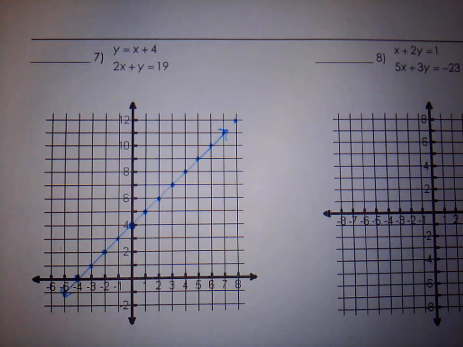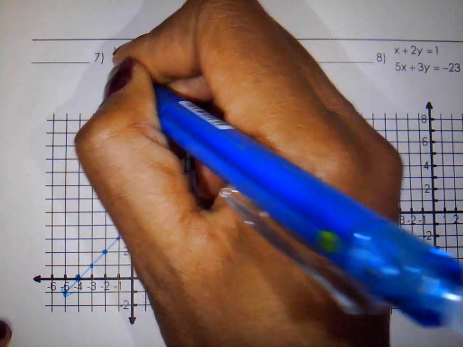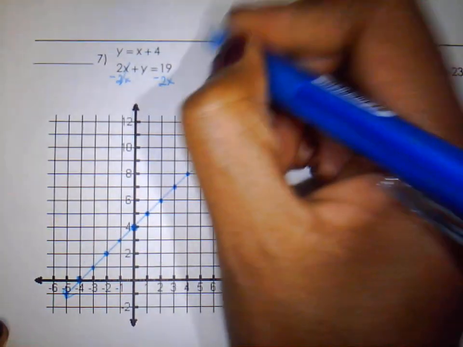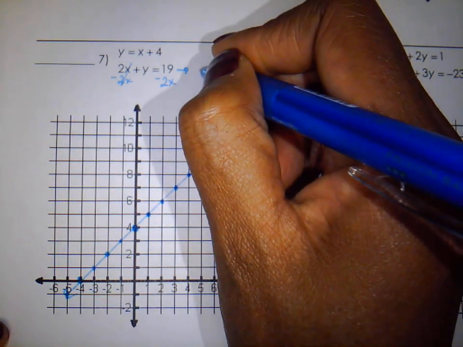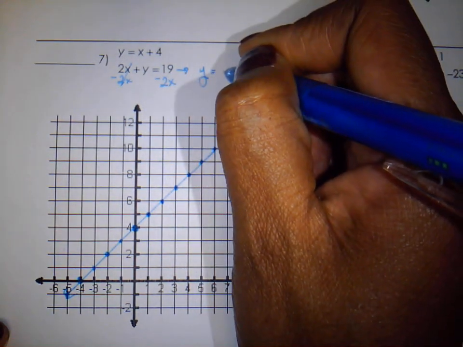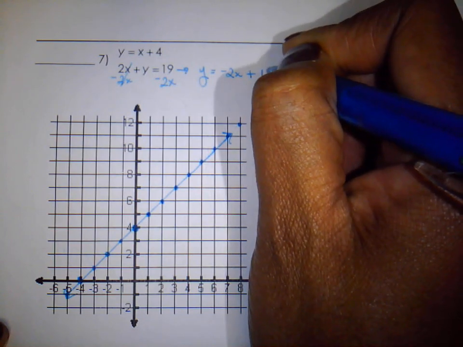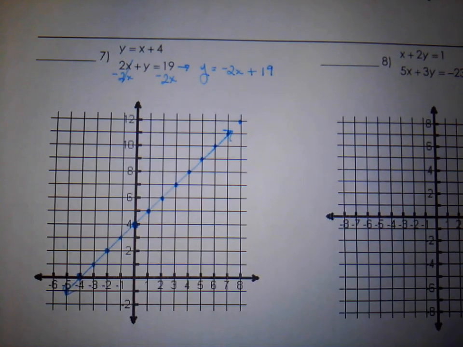Second equation, what do I have to do? Solve for y. Don't be afraid. Yes, solve for y. So how am I solving for y? And I get that y equals -2x plus 19. Young people, why in the devil did they give y'all this? I want to see how I did mine.